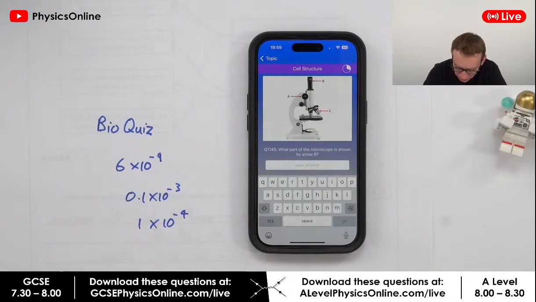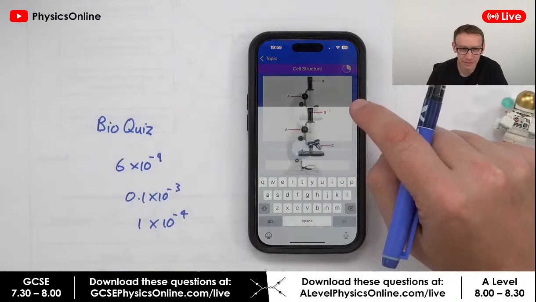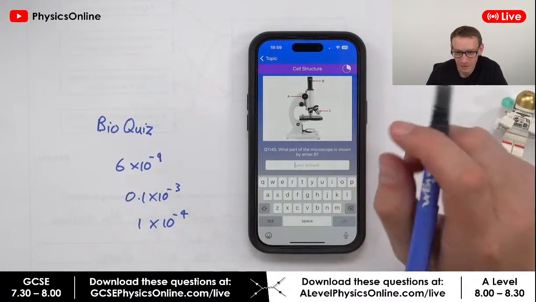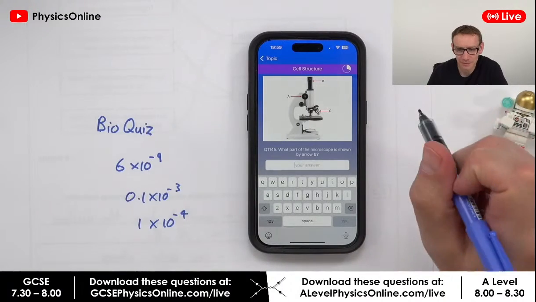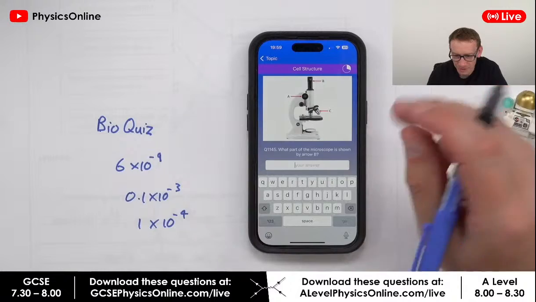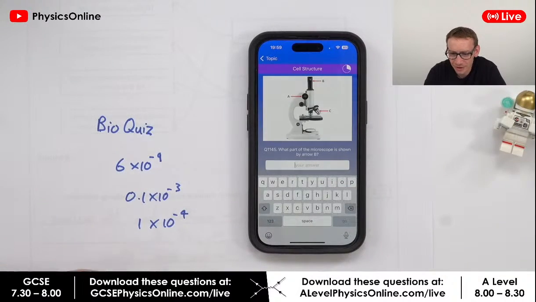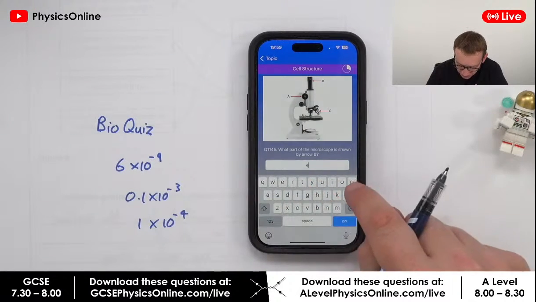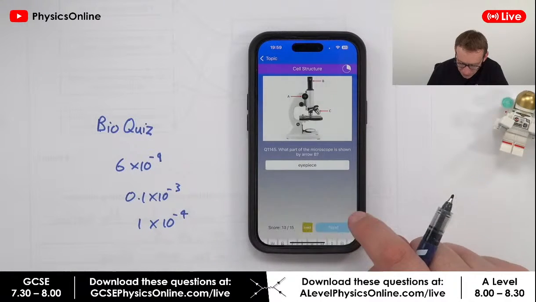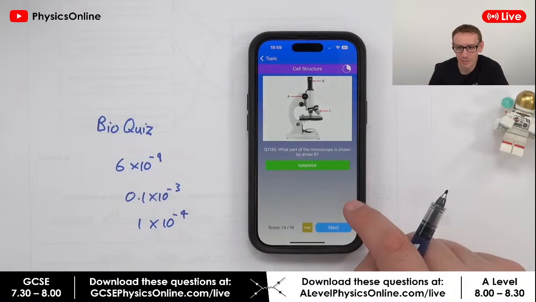What part of the microscope is shown by arrow B? So let's just look at that. So B, what is that part of the microscope called? The bit that you look down. The bottom one. No? Oh yes, well that's the last question. Objective lens, eyepiece lens. I reckon it's the eyepiece. You can tell I'm not really a biologist.